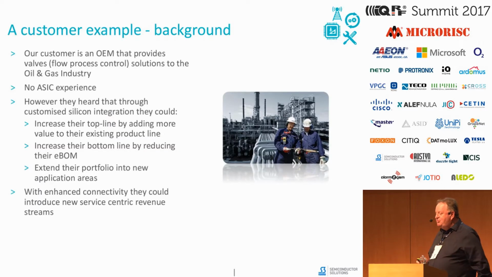This is a customer that never did an ASIC before. They're an oil and gas company in the US, in Texas. Basically, they produce flow valve control units, valves essentially. These are great big assemblies with pipes coming in and pipes going out, and gas or oil flowing through. And they need to be able to do a few things.